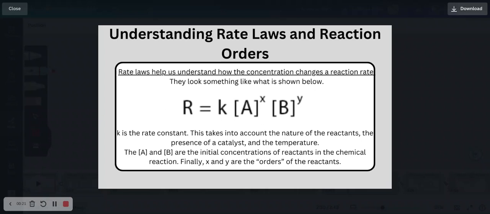K is the rate constant. This takes into account the nature of the reactants, the presence of a catalyst, and the temperature. The A and B brackets are the initial concentrations of reactants in the chemical reaction. Finally, X and Y are the orders of the reactants.